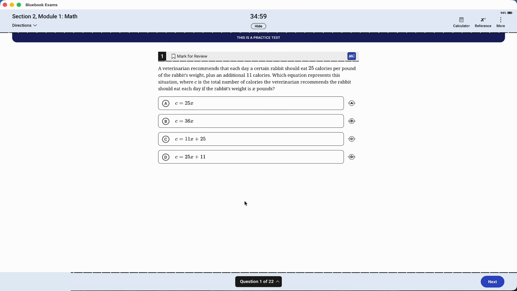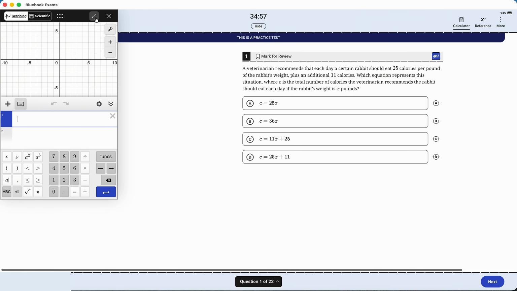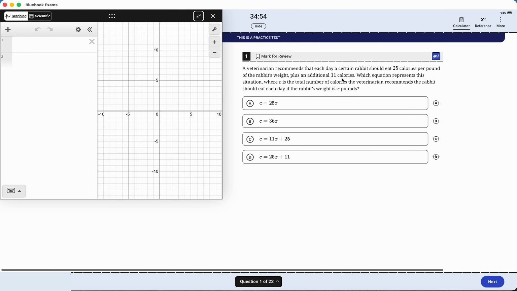Let's go. So this first question here, let me open up Desmos. Don't need it for this first question though. It's just a reading question. You got to pick the correct linear equation.